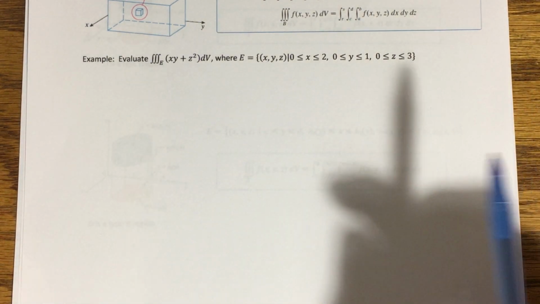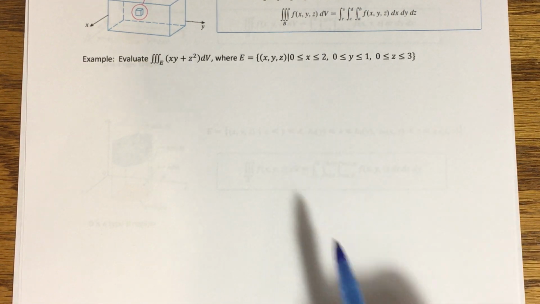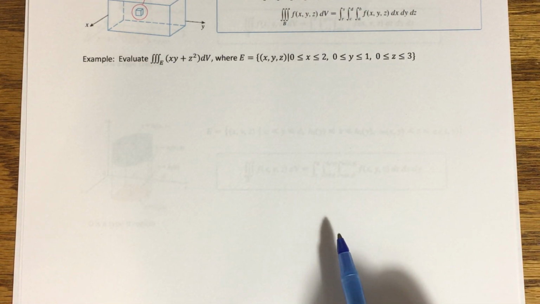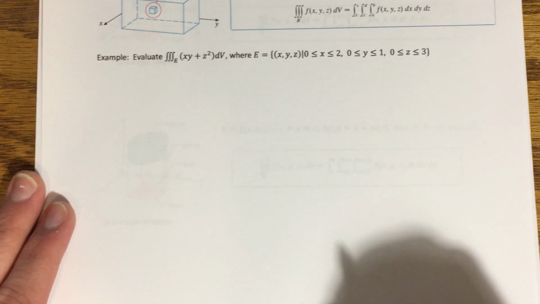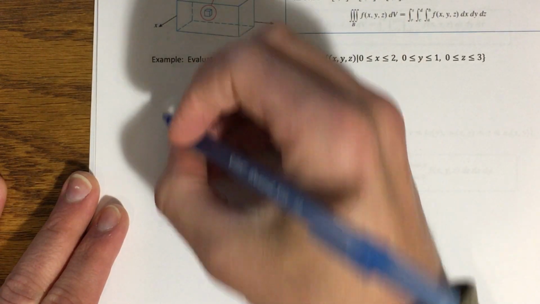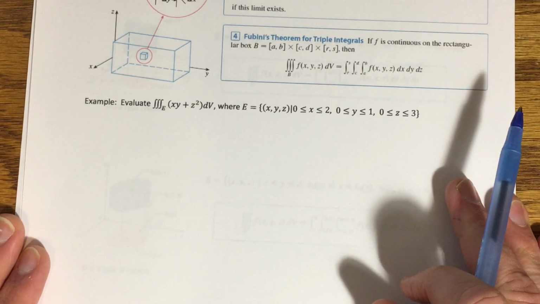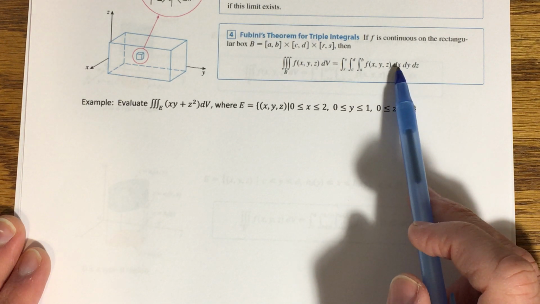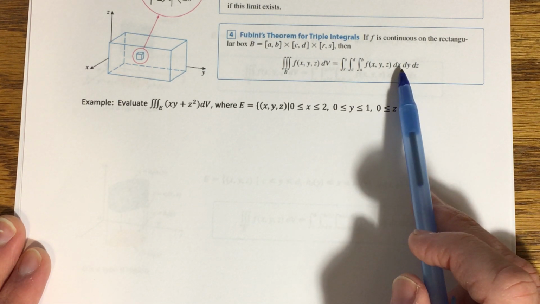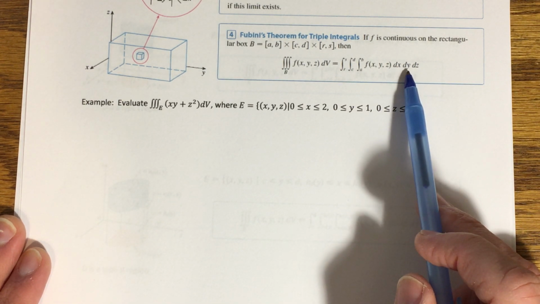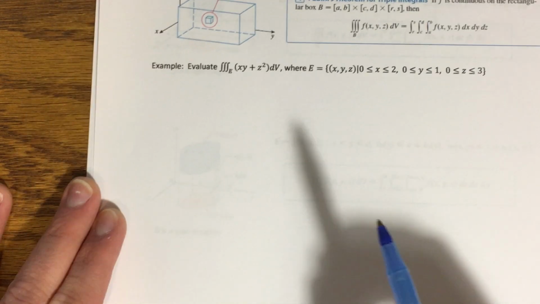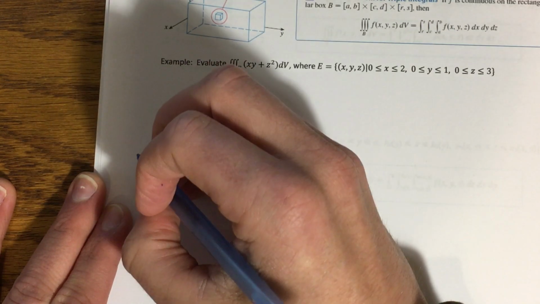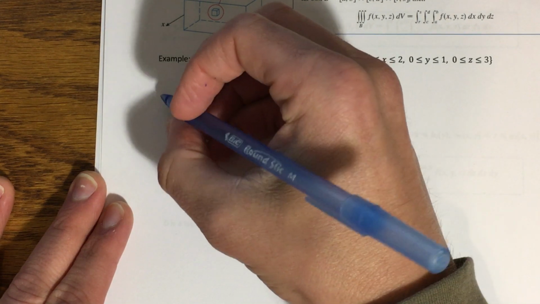So that's going to create the limits of integration that I use for my iterated integral. Let's go ahead and evaluate this. I can do this in any order that I want, but I'm going to do dx, dy, dz. I'm going to integrate with respect to x, followed by y, followed by z. And let's just see what that gives us.